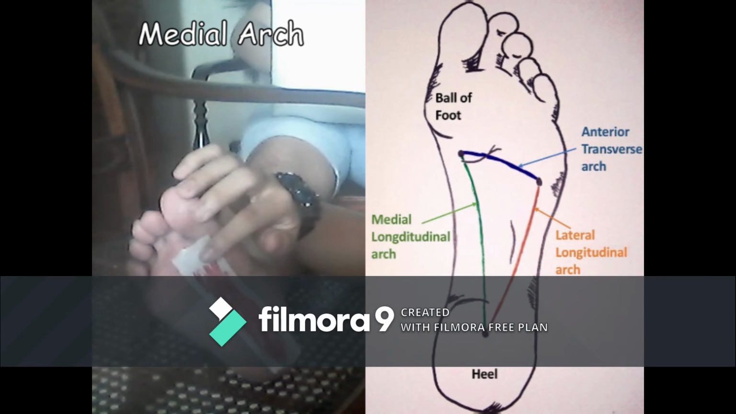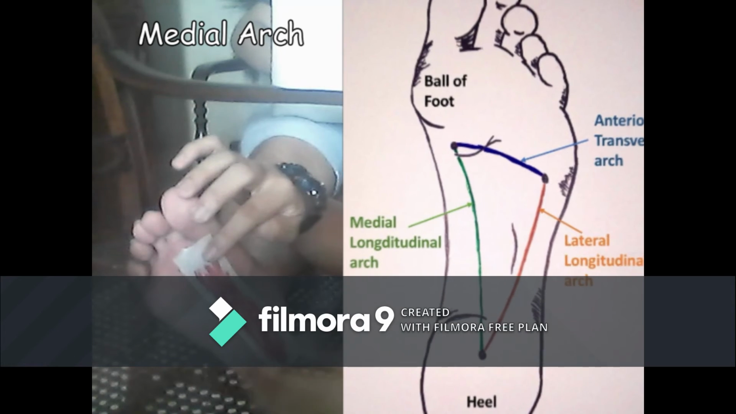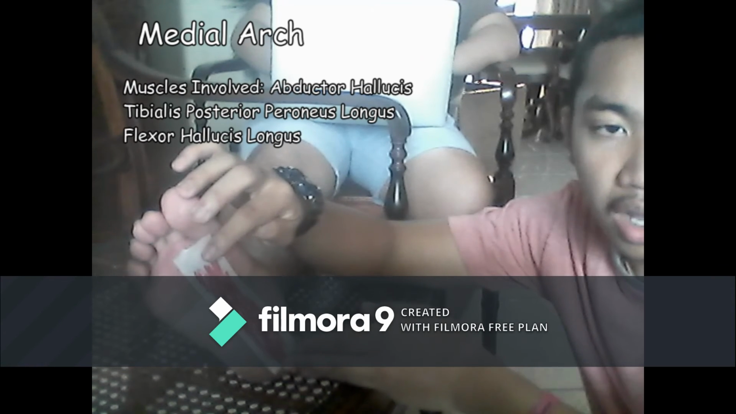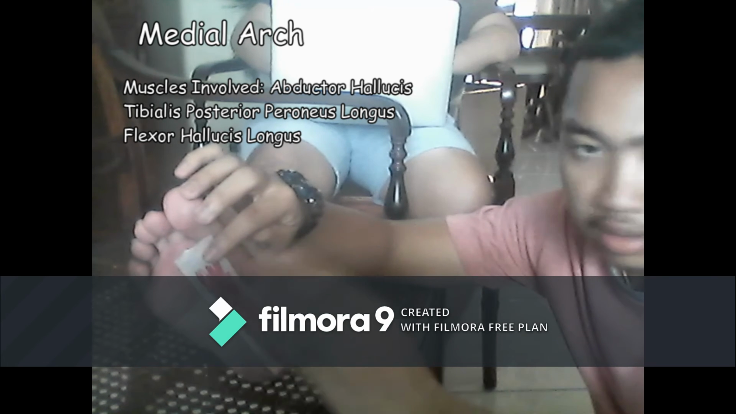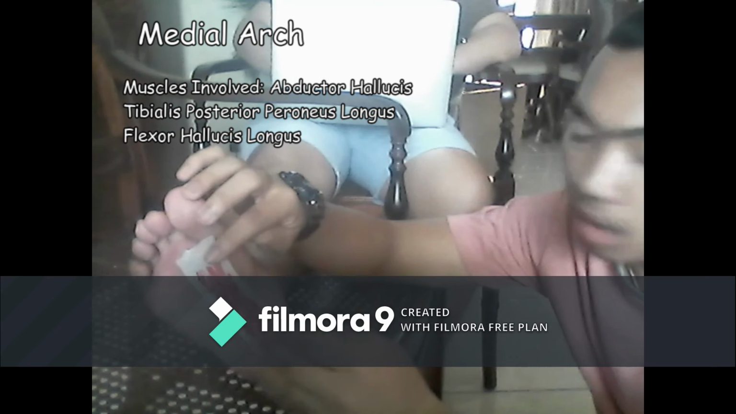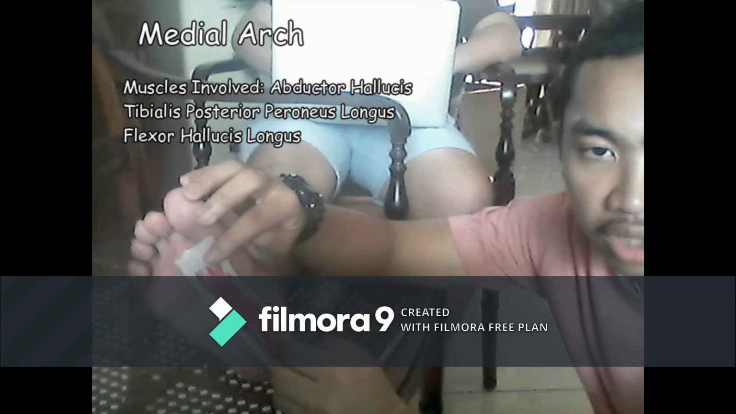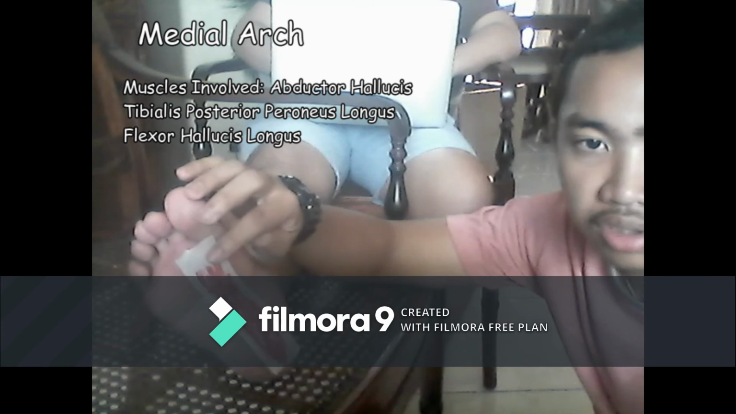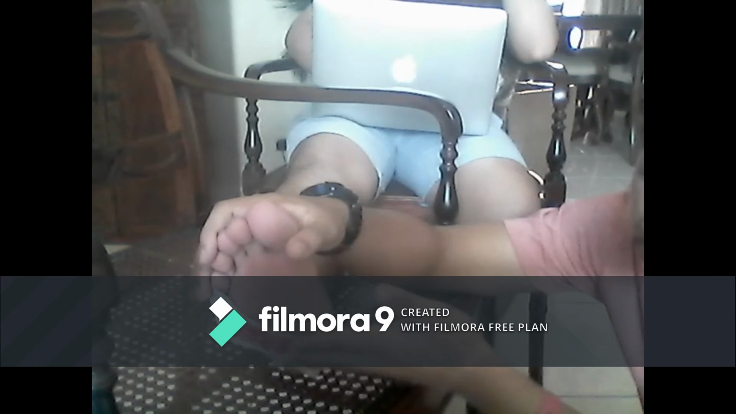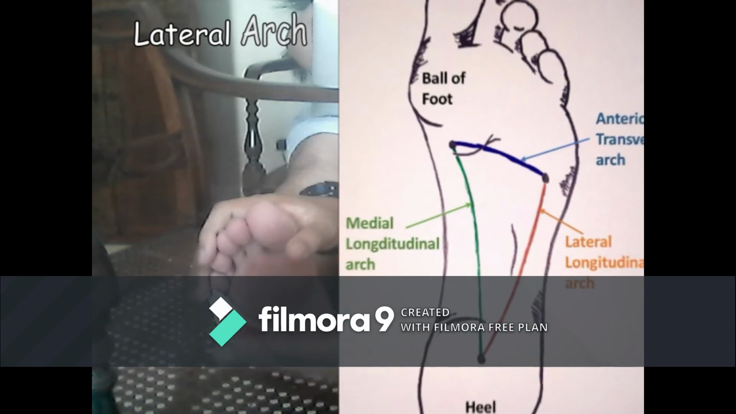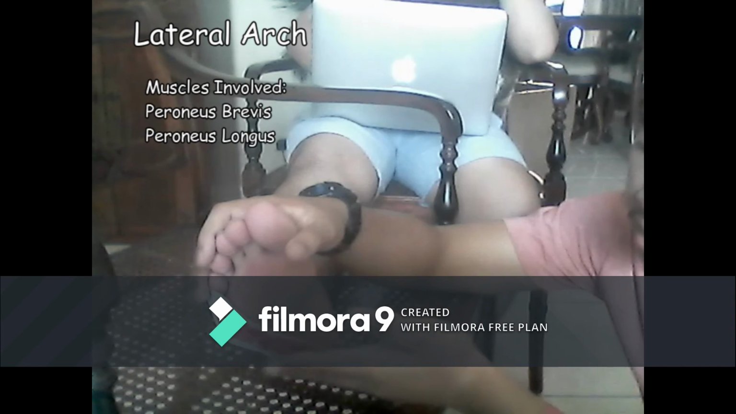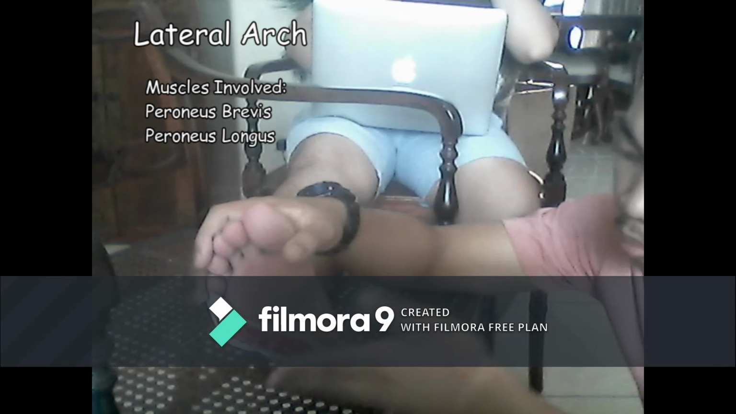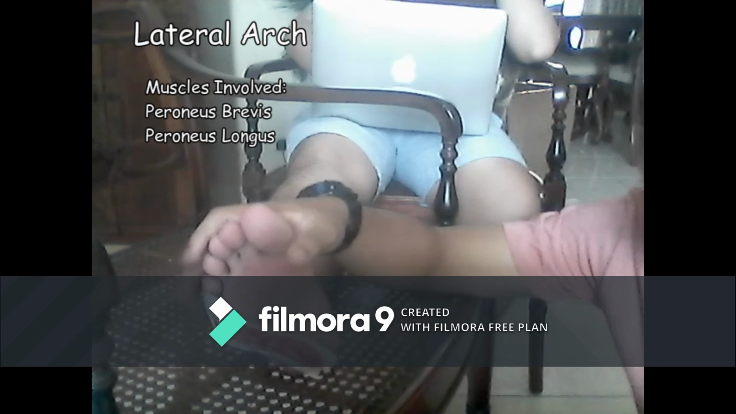So now I'll be talking about the medial arc of the foot. And so it is at the medial part of the foot. And the muscles involved here are the abductor hallucis, the tibialis posterior, the peroneus longus, and the flexor hallucis longus. So now I'll be talking about the lateral arc of the foot. So it's the lateral part of the foot, and the muscles involved here are the peroneus brevis and the peroneus longus.